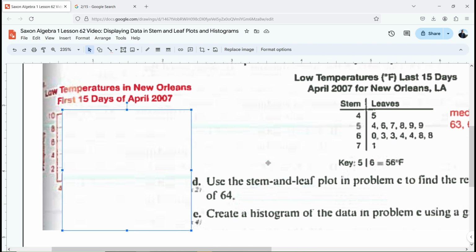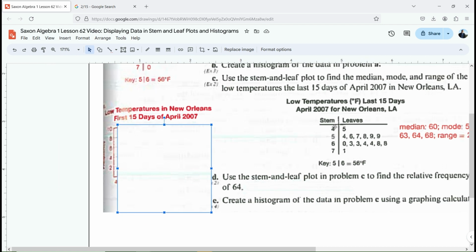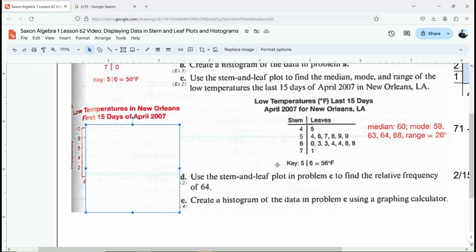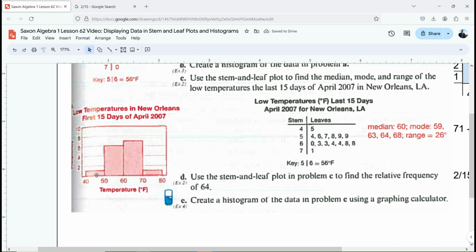And then along the bottom, I'm going to need to have my actual values. I have 4, 5, 6, 7. So I'm going to make sure that 40, 50, 60, and 70 appear along the bottom. Okay. And then the last thing that I'm going to do is actually make the histogram. I have 1 between 40 and 50, 6 between 50 and 60, 7 between 60 and 70, and then 1 between 70 and 80. And that's what my histogram looks like.